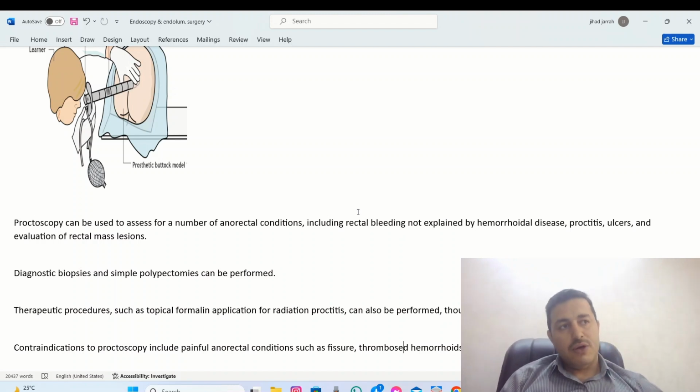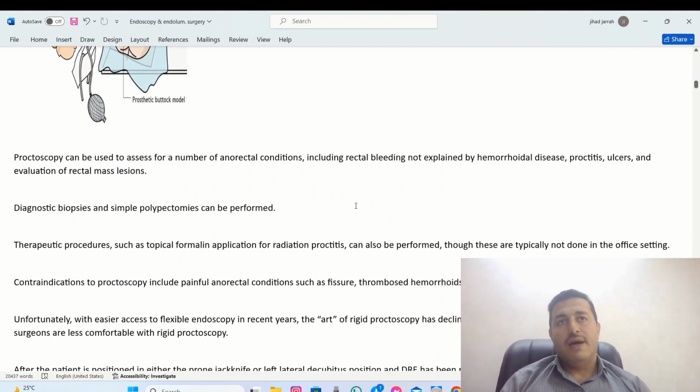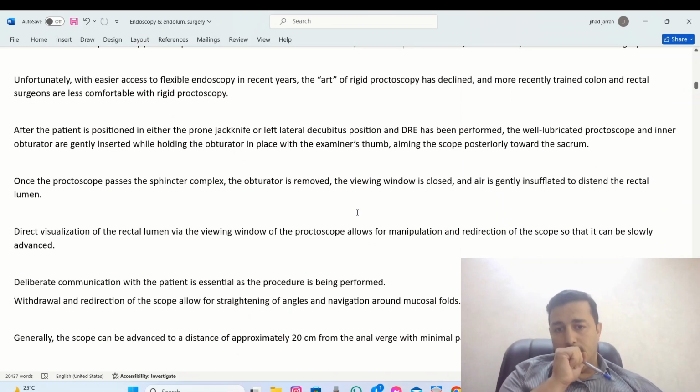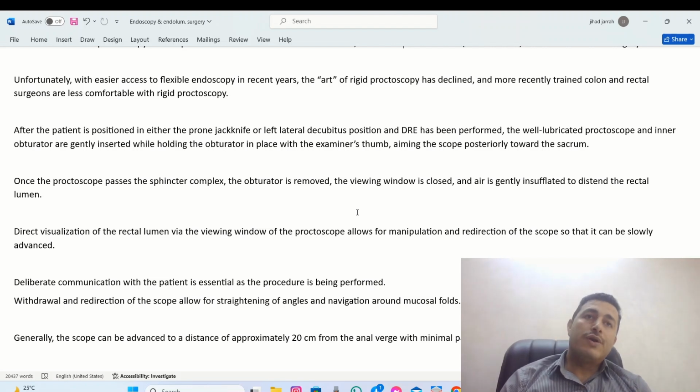Okay, as we said, biopsy can be taken, even snare biopsy, and before ending our procedure, we have to deflate the air we already insufflated, because this air may cause pain and discomfort. Complications of this procedure can be pain, either due to mucosal tearing or due to distension of the rectum by air, or it can be due to bleeding.